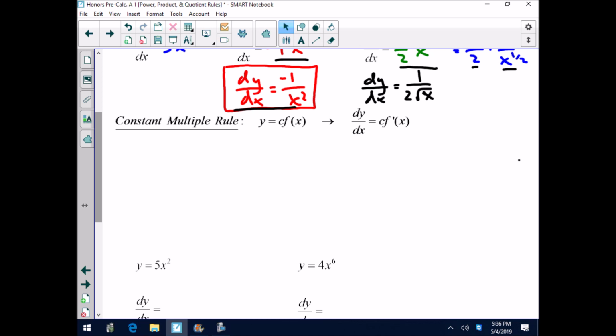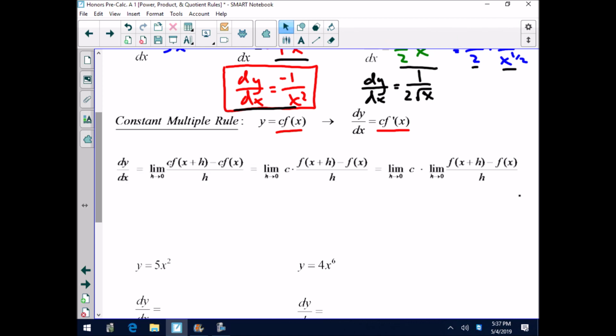a constant times a function, then the derivative of a constant times a function is going to be the constant times the derivative of the function. And right here we've got a proof of that with limit notation. If we take our constant times f of x and plug it into the limit definition of the derivative, we can factor that constant away from both terms in the numerator and even factor it out of the fraction. And then we can distribute that limit through the multiplication of a constant, right?